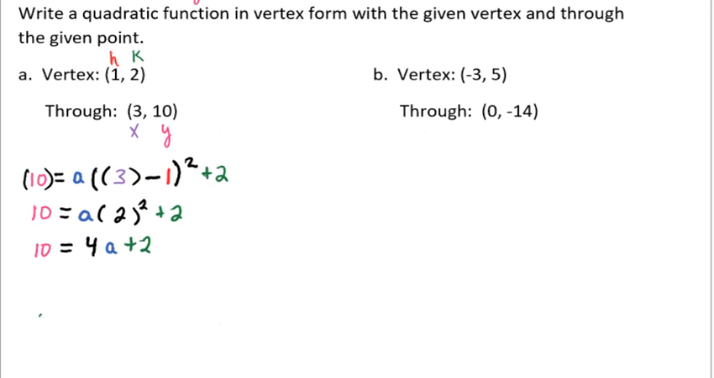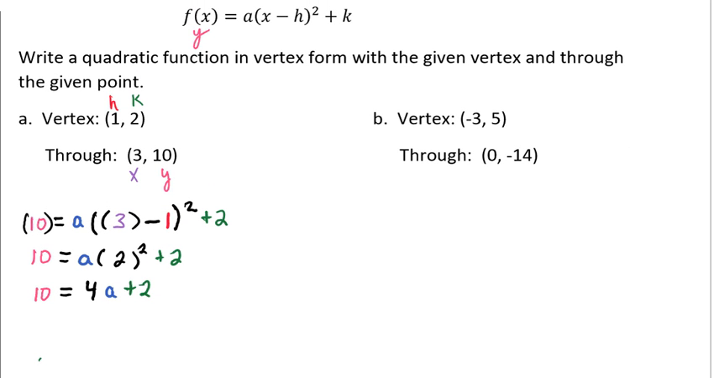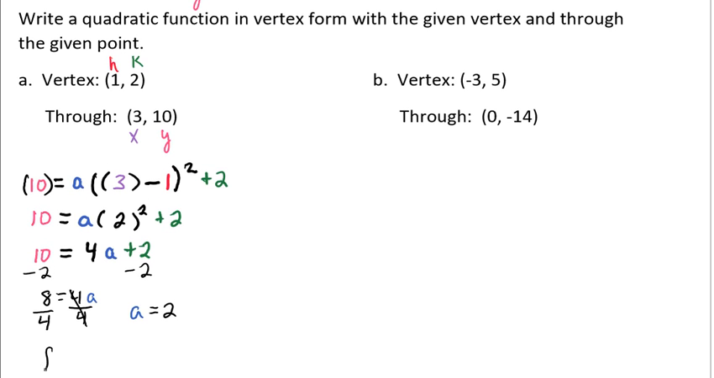Let's make that a little bit bigger. And now we're going to simply solve for a. We're going to subtract 2 from both sides, which gives us 8 equals 4 times a. Then we're going to divide both sides by 4, which tells us that a equals 2. From there, we can finish writing our function: f of x equals 2 times (x minus 1) quantity squared plus 2. And we're finished.